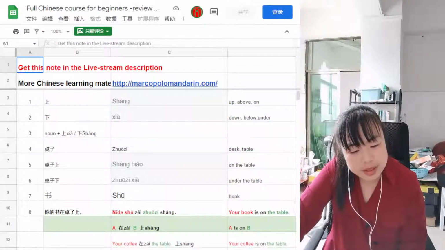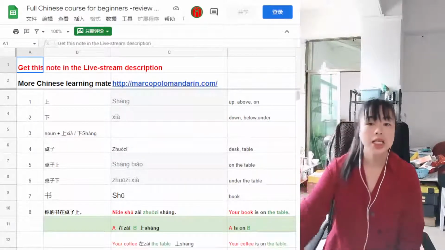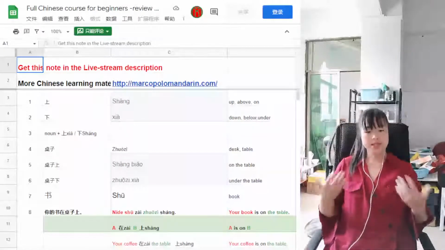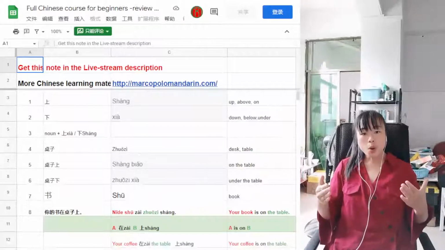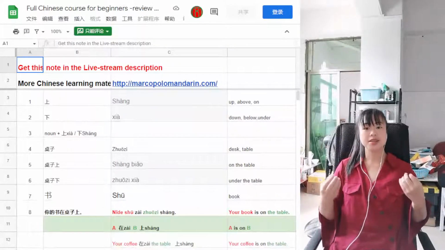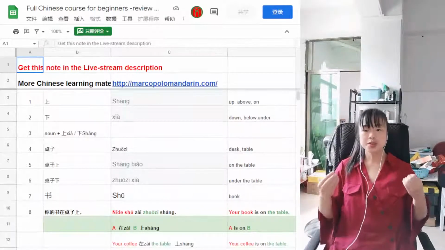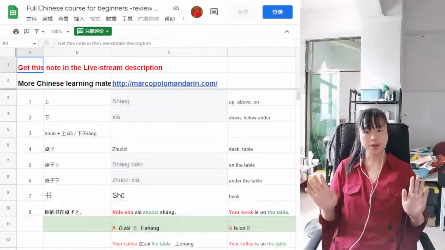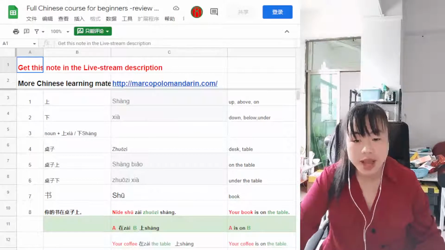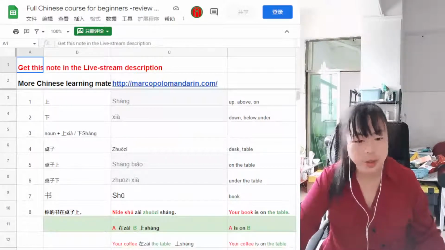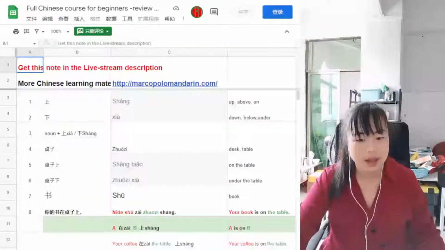Okay, so this sentence is actually 你的杯子在书的上边 or 你的杯子在书上边, both are correct. Understand? If you have any question, put it in the chat box. Okay.